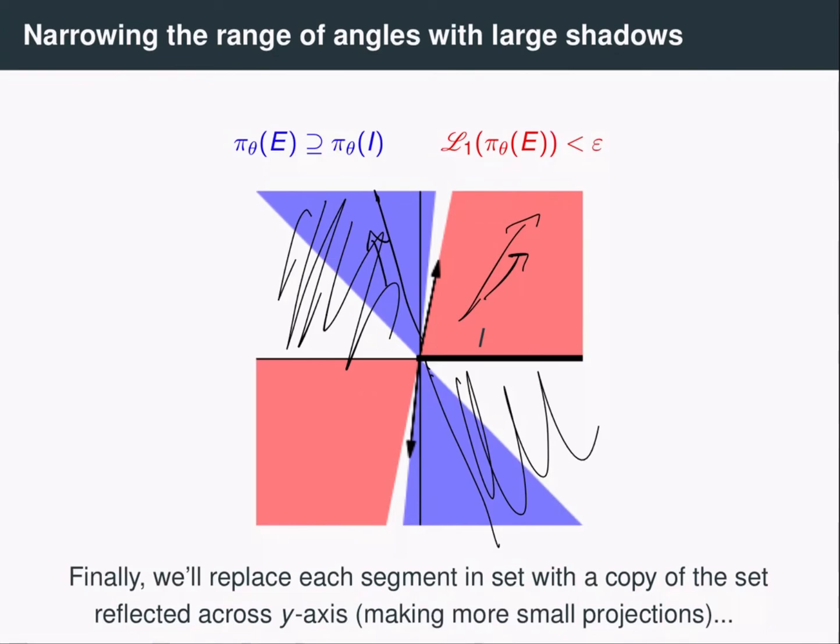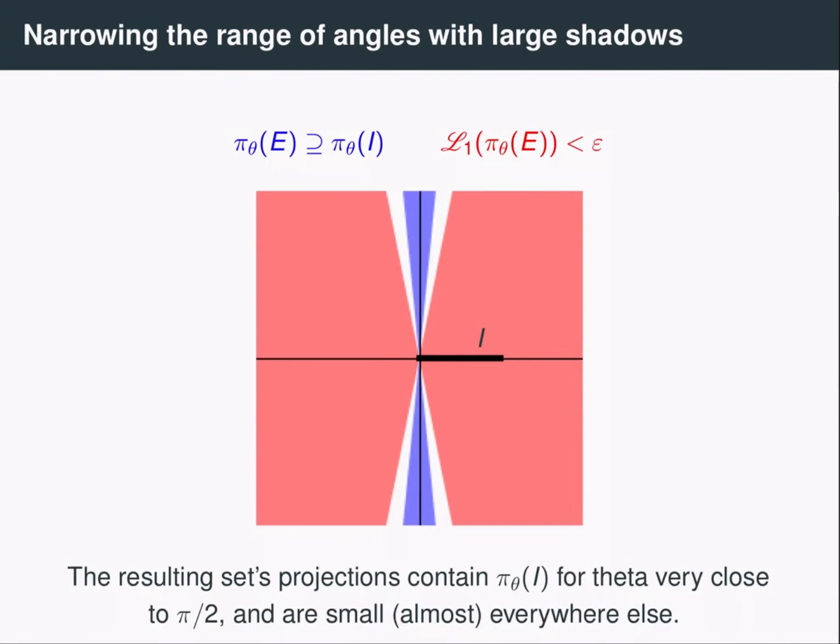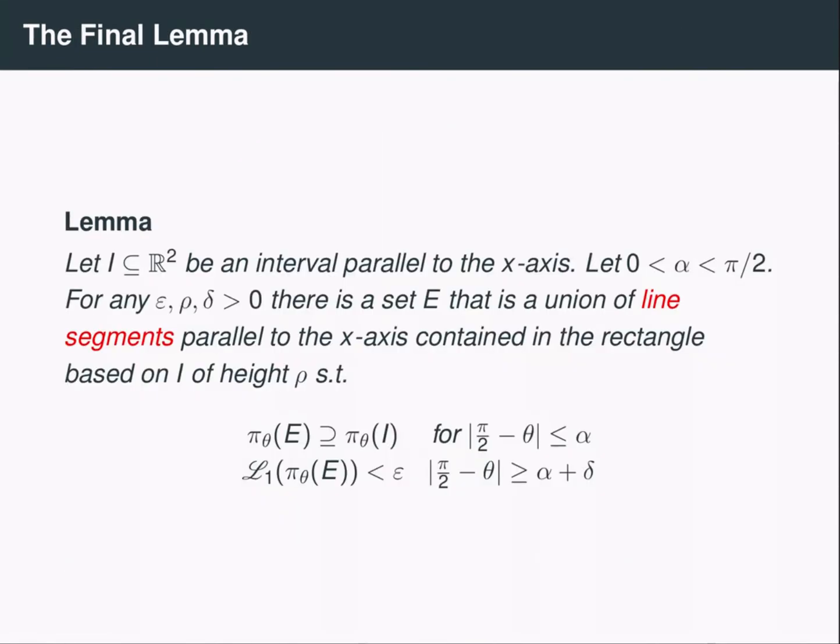Right? And so that means that all that's left over is a very narrow blue strip around the y-axis where my projection will not be small, but where the projection will contain the interval. So in other words, when I reflect the red region over the y-axis, this is the diagram that I get. So now I have a set E that's a union of line segments parallel to the x-axis, where the projection in any one of these directions is now very small, and in this very narrow set of directions around the y-axis, the projection of E contains the unit interval. So what we've just done is a proof by picture of the following lemma.